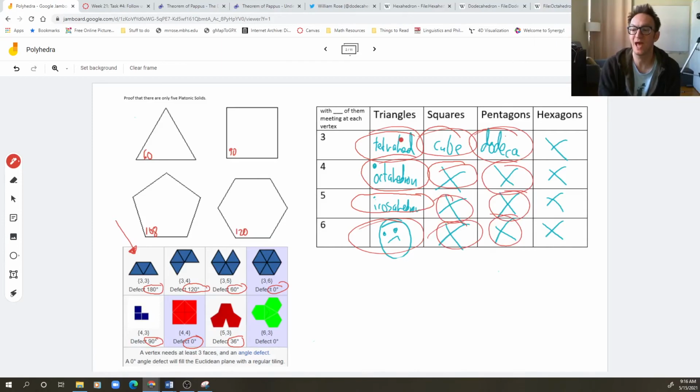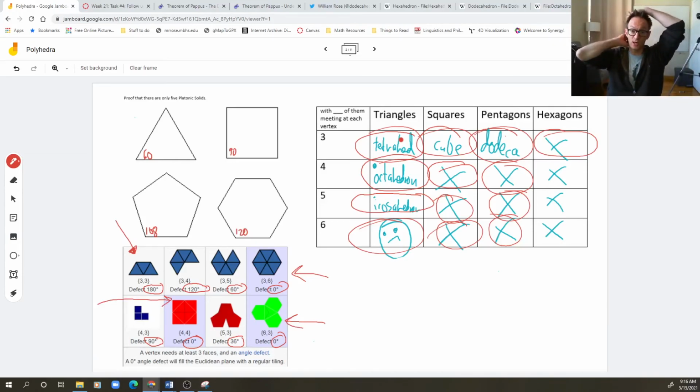And finally, with hexagons, if you try to put 3 of them together, then you're going to have, again, a defect of 0. And so actually, these 3 cases, this one, this one, and this one, are sort of interesting because they lead to what are called regular tilings, but we might as well call them Platonic tilings. They're a way of tiling the plane, and so they kind of fit in this chart.